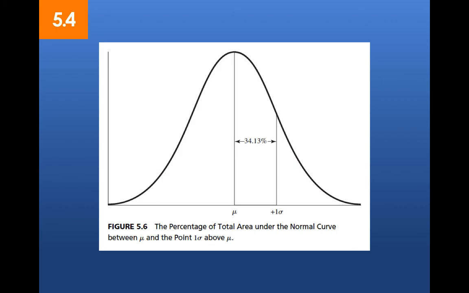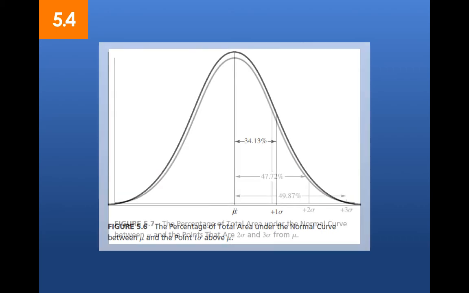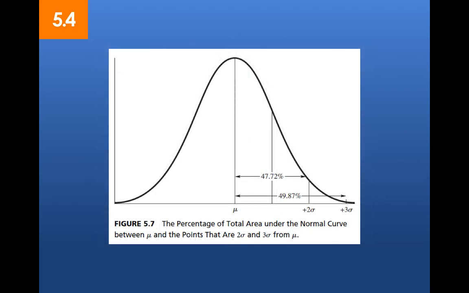The distance between mu, the mean, and one standard deviation, one sigma, is 34.13%. The second standard deviation is going to be... the area for 1 and 2 standard deviations is 47.72, and for 3 standard deviations is 49.87. And what you see on the right side of the curve is also on the left side of the curve.